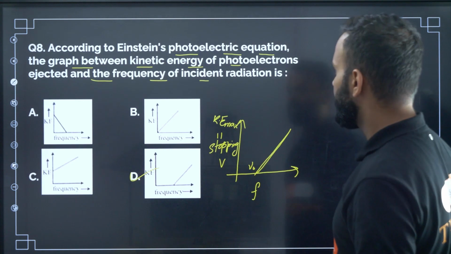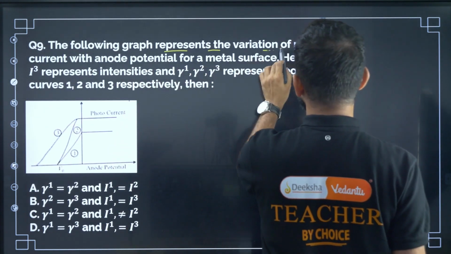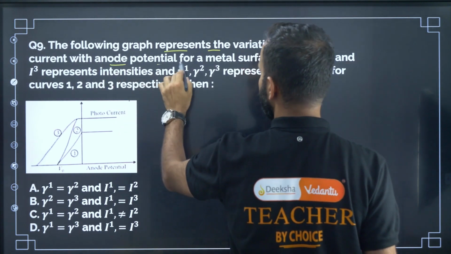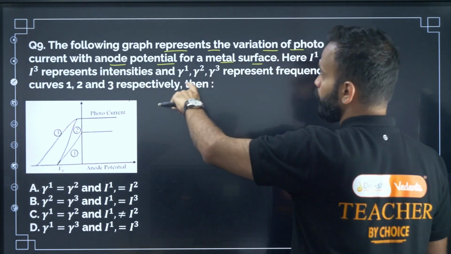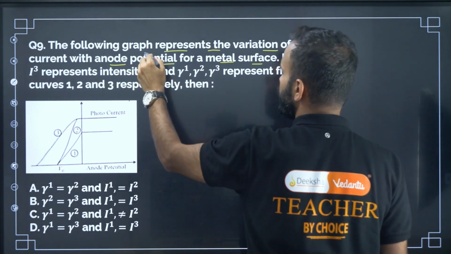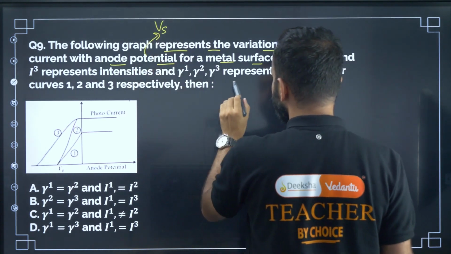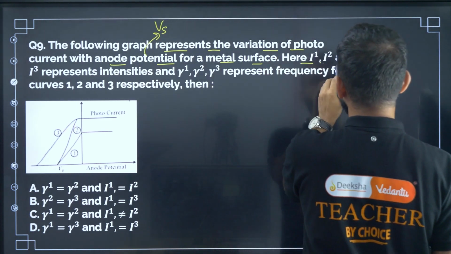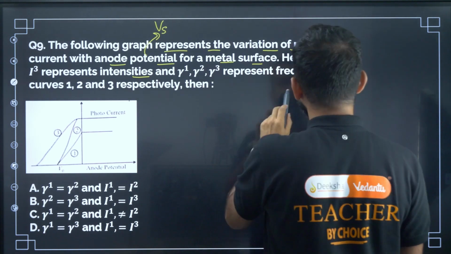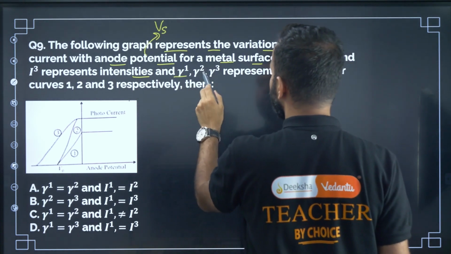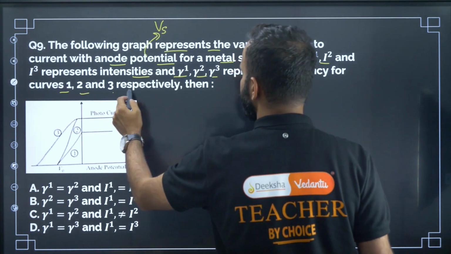Question number 9. The following graph represents the variation of photocurrent with anode potential for a metal surface. Variation of photocurrent with anode potential, that is stopping potential, for a metal surface. I1, I2 and I3 represent intensities, and gamma 1, gamma 2, gamma 3 represent frequencies for the curves 1, 2, 3 respectively.